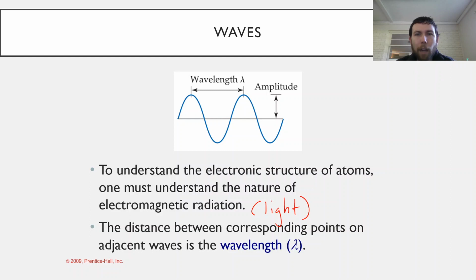The distance between corresponding points on adjacent waves is the wavelength. So from crest to crest, those two high points, or from trough to trough, could be a wavelength. Then you've also got the amplitude, the height of the wave as it moves from the equilibrium position, that black line going through the middle, to the peak of your wave. These are just very basic identification principles of the parts of a wave.